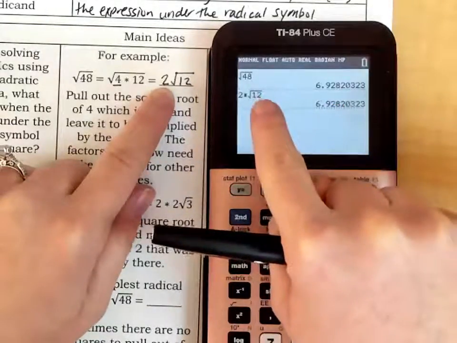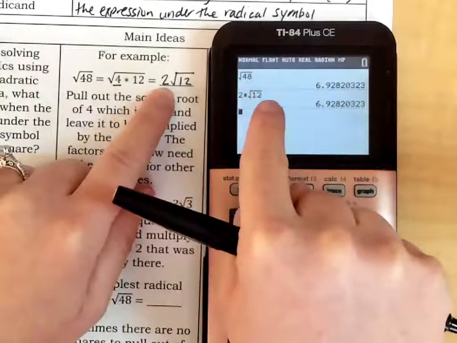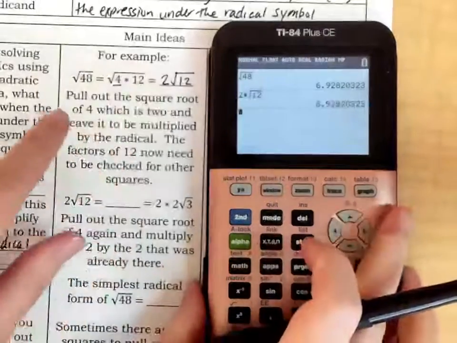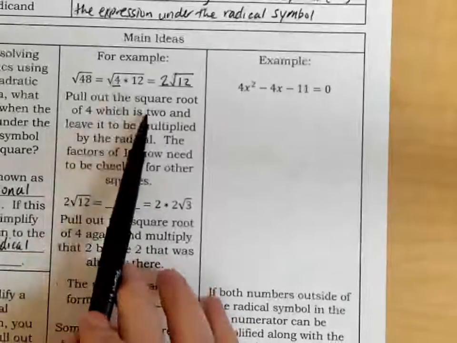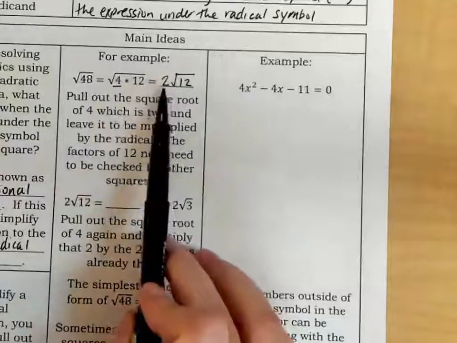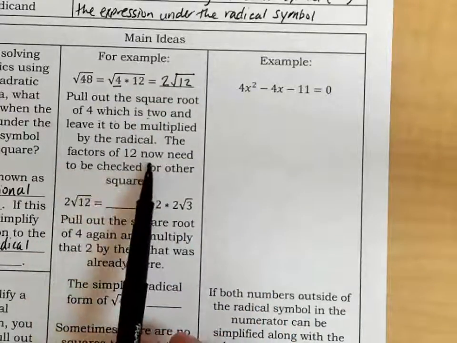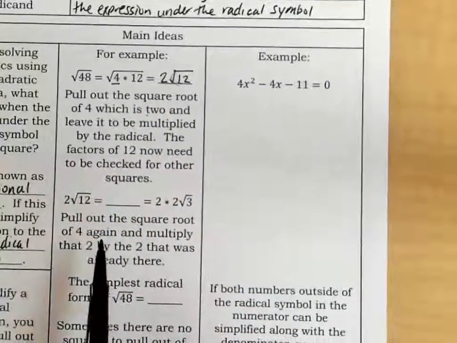What I've done here is just pulled a square out of this and left the rest of it still under the radicand, or the radical symbol, sorry. All right, so what we did here is we pulled out the square root of 4, which is 2, and we left it to be multiplied by the radical. So it's out here outside of the radical symbol now. So the factors of 12, we now need to check to make sure that there's not any other squares involved.